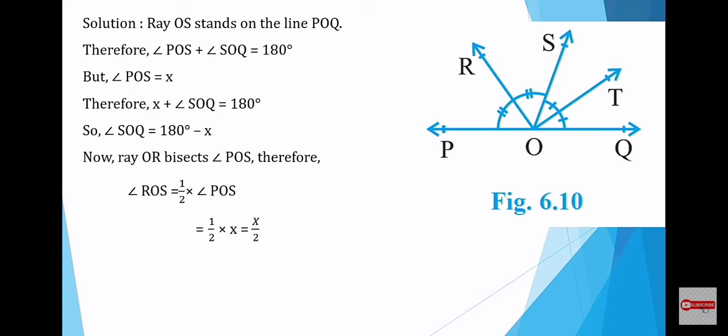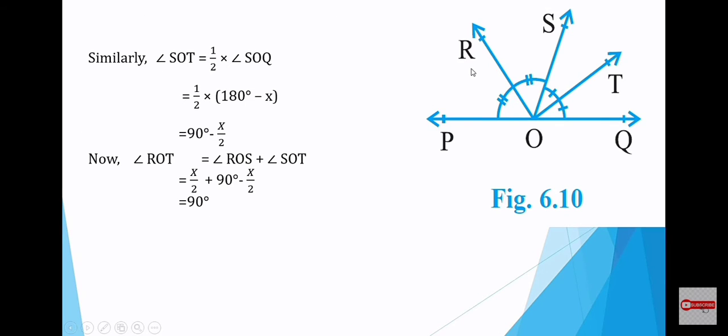You are asked to find angle ROT. Similarly, now you are going to find angle SOT. Then the sum will be ROT. So angle SOT is equal to half of angle SOQ because ray OT bisects angle SOQ. That is why angle SOT is equal to half of angle SOQ. OT is the angle bisector.